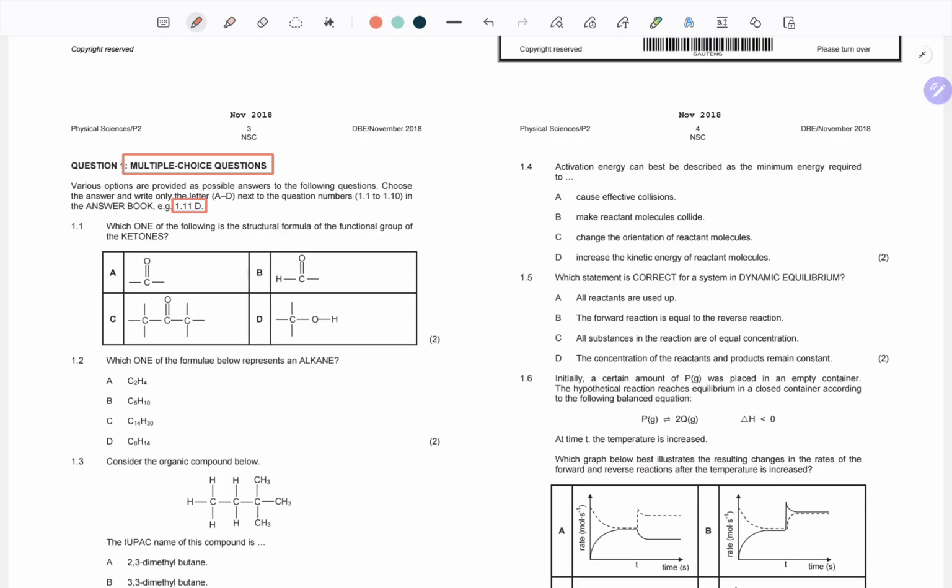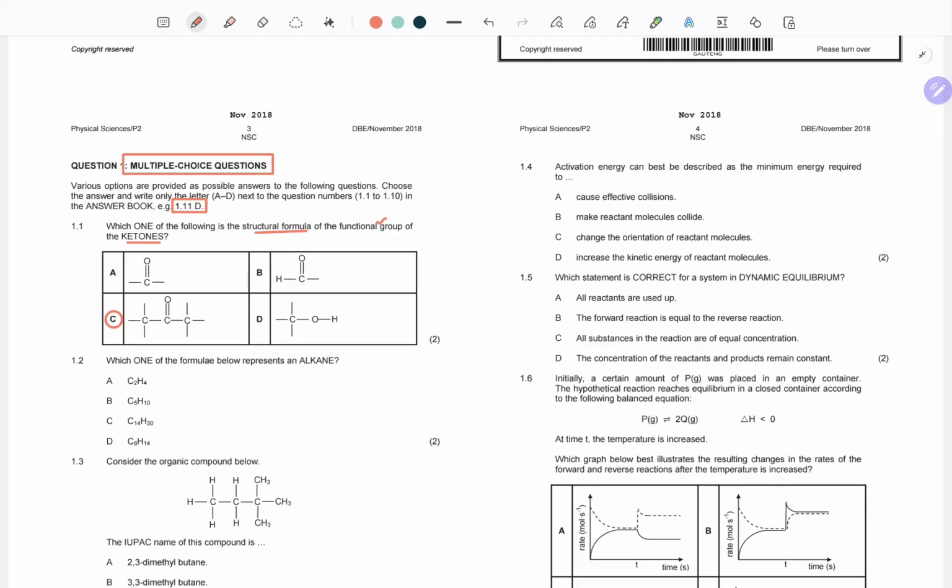Okay, great. So first question says, which one of the following is the structural formula of the functional group of ketones? Now this is a lower grade question. It's either you know or you don't. And of course it's option C. Now if you don't know this, please, this is an invitation to go and check the functional groups in terms of structural formulae of each of these homologous series. But if you know that this is comfortable for you, check, you know you are ready.